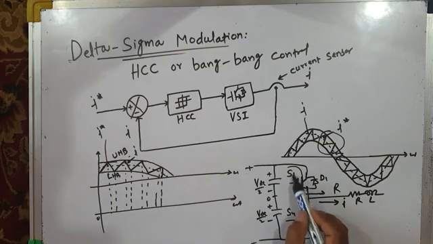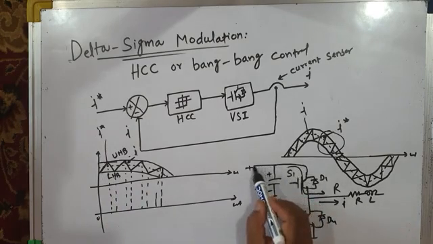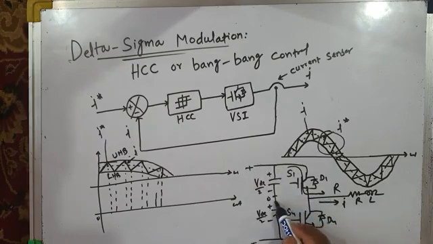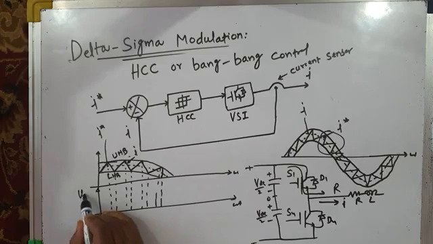So since our top switch S1 is on, the phase R is connected to positive DC bus and pole voltage VRO is plus VDC by 2. So if you draw the waveform for pole voltage VRO, it is plus VDC by 2 during this period.